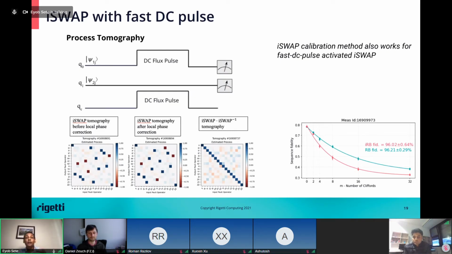fast flux pulse that I was referring to earlier, like the Google group or the Carlo group does. You can also use that calibration method for running fast DC gate. We can do that. So you can see that, again, this is not an optimized gate. We're just checking whether this method works or not. It does work. As you can see, I can get repeatable iSWAP.